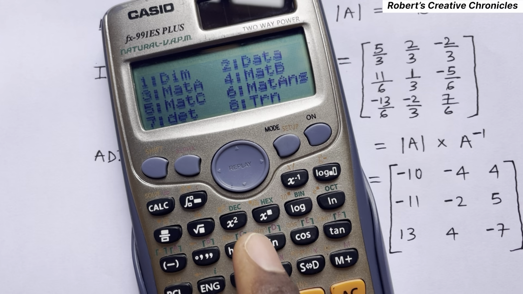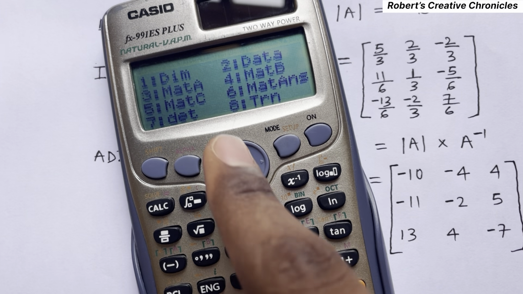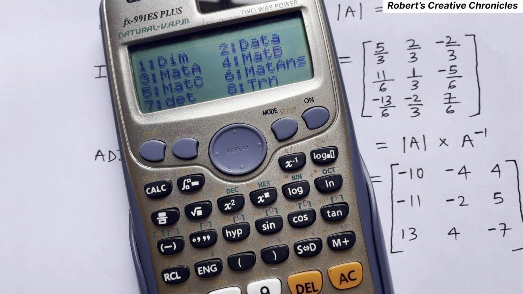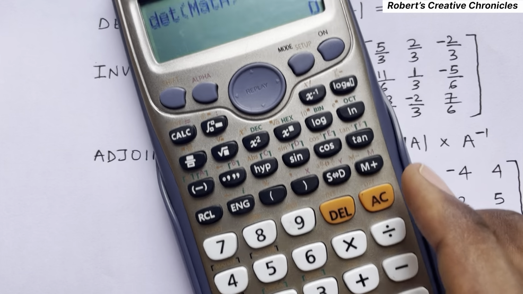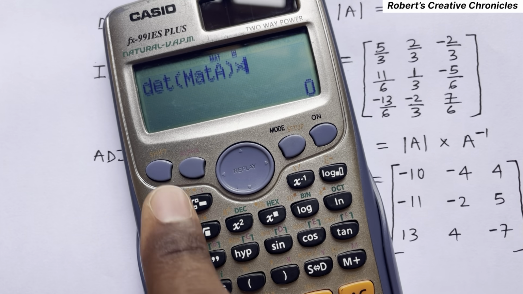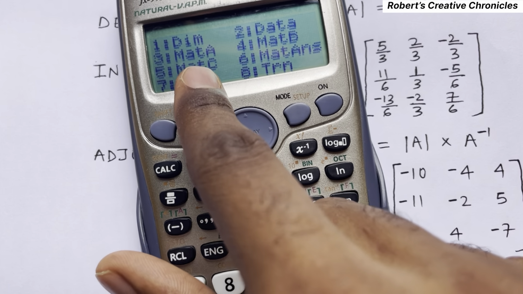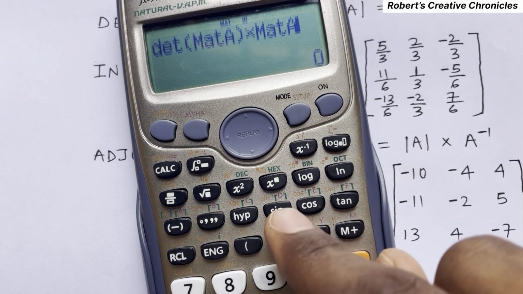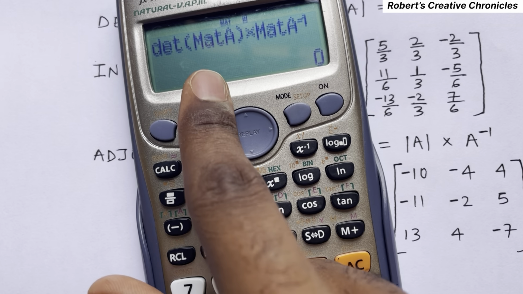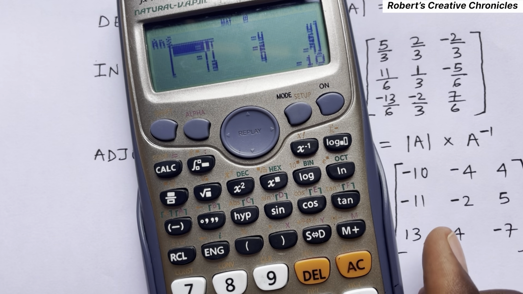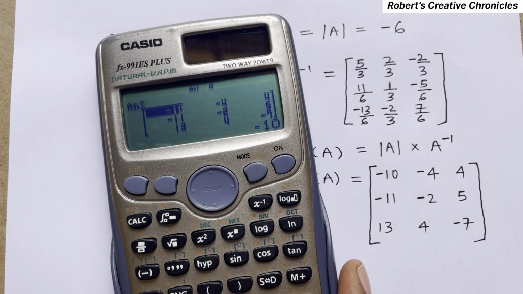It's given by option 7. Then option 7, then shift again, mat A, that is you press 3. That's the determinant of A. Then you press the times key, multiplied by the inverse. Press shift, press 4. For the inverse, you select 3, which is the mat A again. Press 3. Then you press the inverse key here on top. So now you can see that this is the determinant multiplied by the inverse. Then you press equal to.